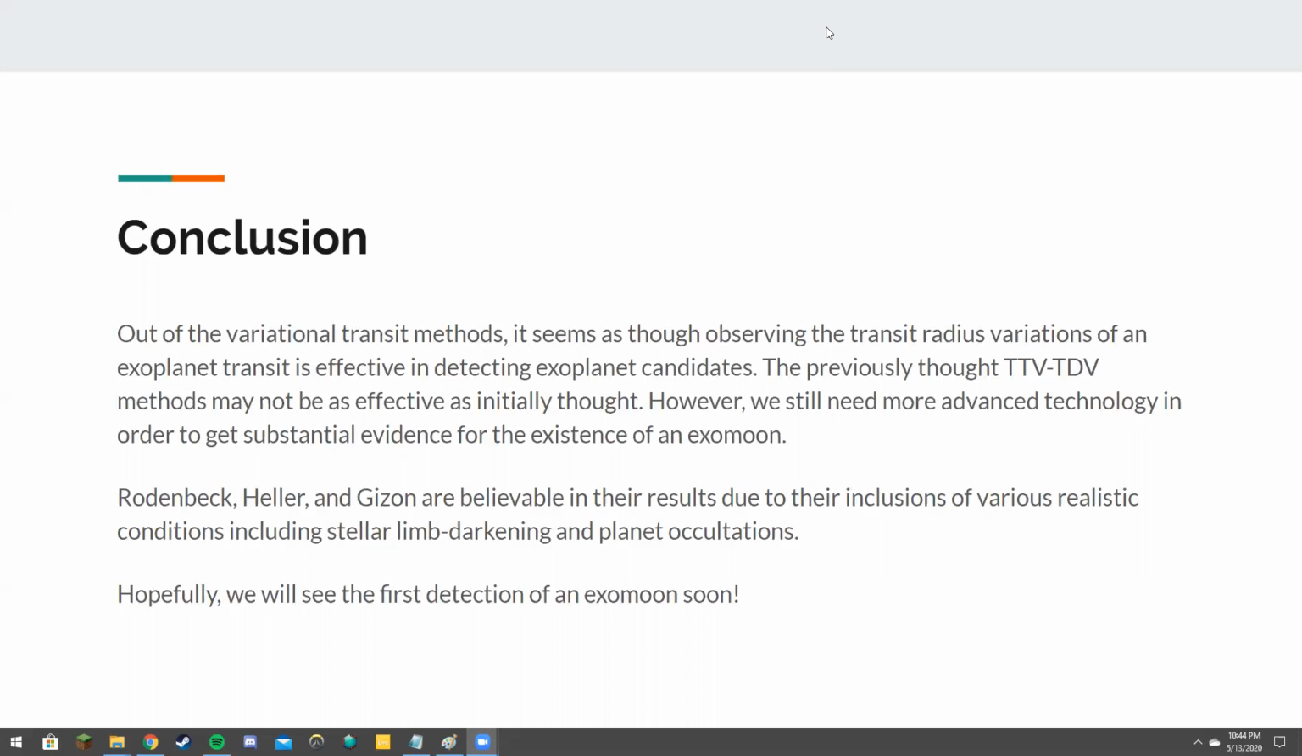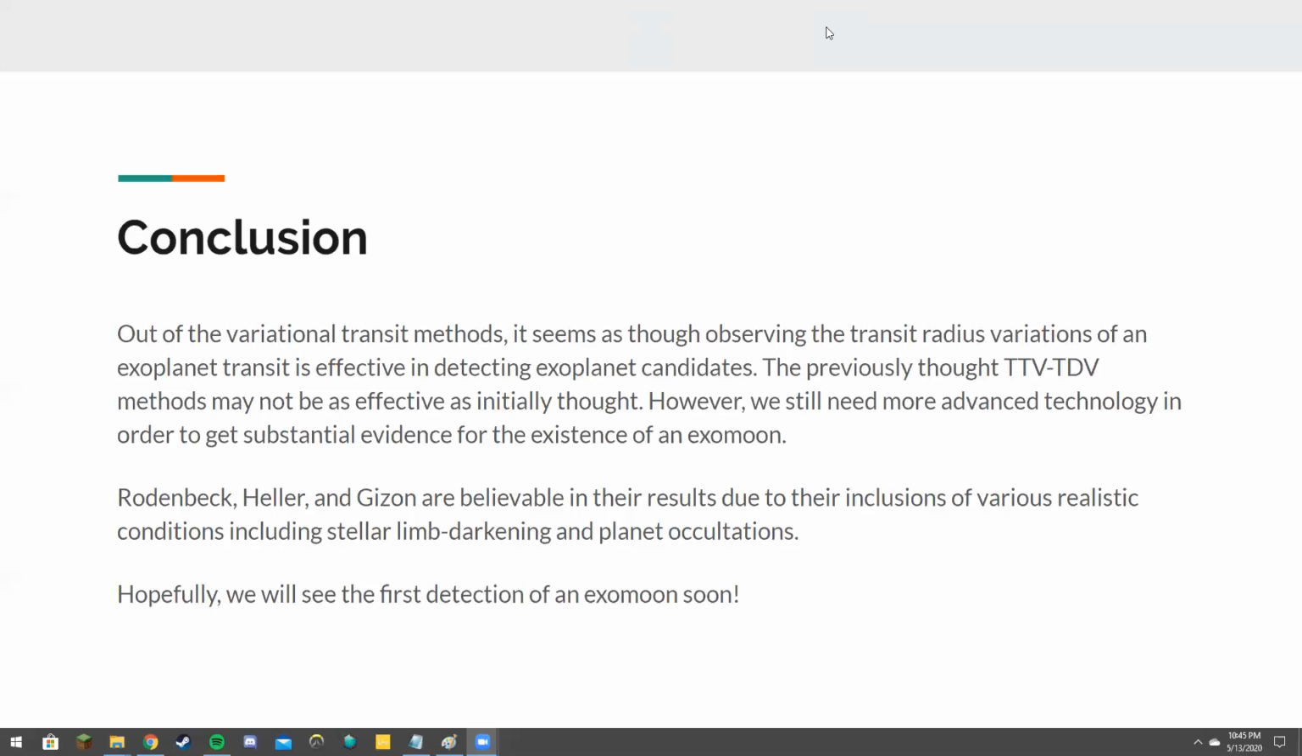So to me, the results of this paper are pretty believable because of the careful attention that the authors used in their simulations. I feel like they used a lot of conditions and a lot of various ways to try to most accurately simulate what an exomoon transit would look like. And I feel like their data, especially their periodograms, are very telling. And I feel like their method should definitely be used in the future for exoplanet detection. And so hopefully we'll see the first detection of an exomoon soon.